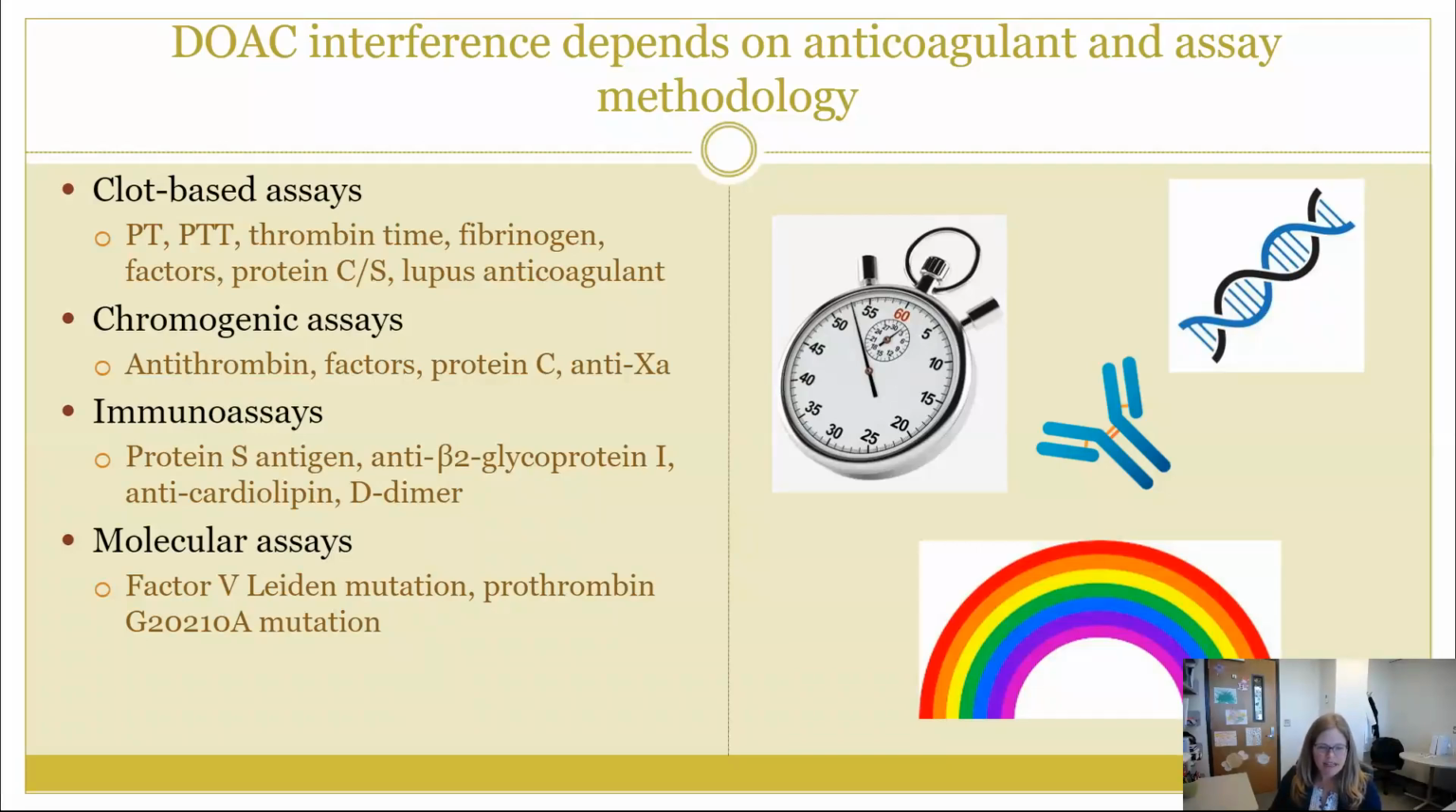Now, molecular assays using PCR, for example, are useful for detecting certain mutations, so factor V Leiden or the specific prothrombin mutation. So in general, immunoassays and molecular methodologies are unaffected by any anticoagulants. And so those are generally safe to perform in the presence of DOAC therapy. Clot-based assays are typically the most susceptible to interference, so not always. There are some caveats, but generally the clot-based assays are what we worry about the most.